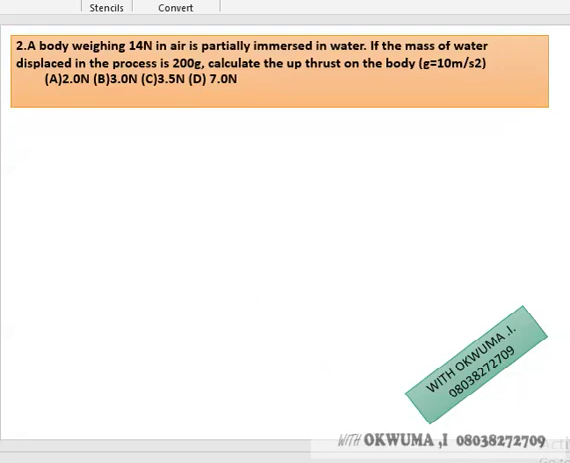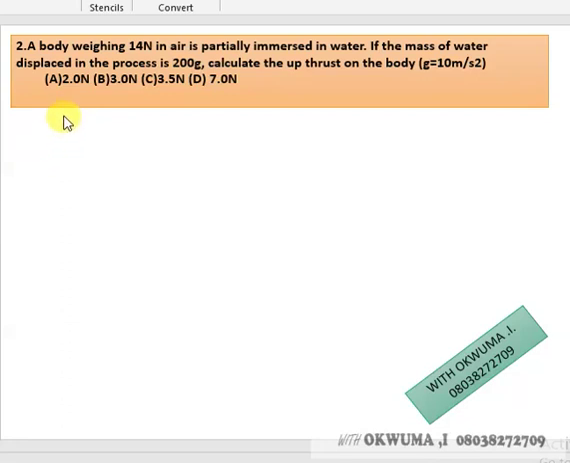Question number 2. A body weighing 14 Newton in air is partially immersed in water. If the mass of water displaced in the process is 200 grams, calculate the upthrust on the body. g is 10 meters per second squared. We have option A, 2.0 Newton, B, 3.0 Newton, C, 3.5 Newton, and D, 7.0 Newton.